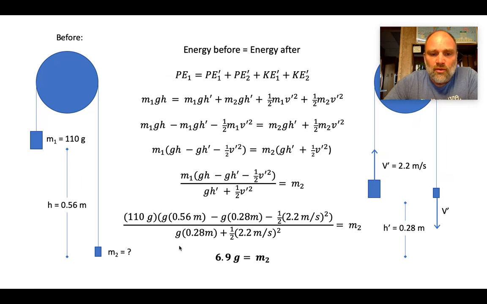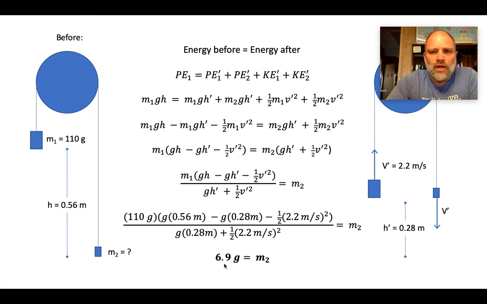Now, you have to be careful with your units. I notice here it was given as 56 centimeters. In order for this to work out, we do need to convert that to meters. We don't need to convert grams because we actually want grams in our answer. So if you investigate the units here, everything cancels out except for grams. So we can just leave that and we end up with 6.9.